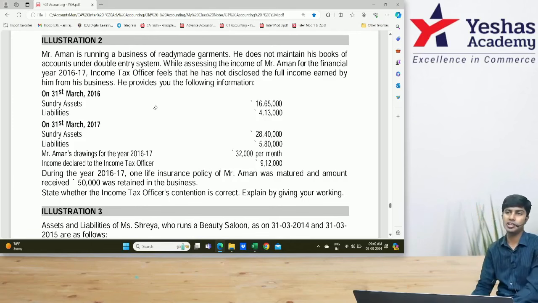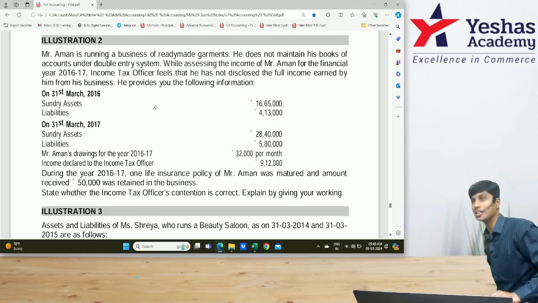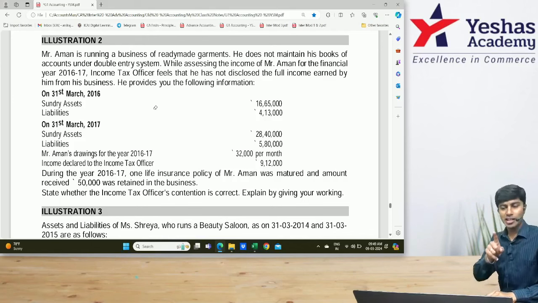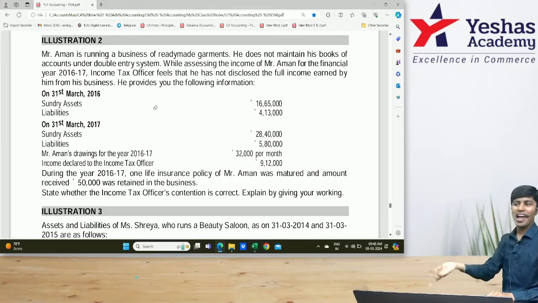Additional capital is not there. 12,52,000 is opening. Closing is 22,60,000. Additional capital zero. Drawings is 32,000 per month. How many months? 12 months. 12 months, 32,000 into 12. How much do we get? 3,84,000 is drawings. So closing capital, add drawings, minus opening capital will give you profit.